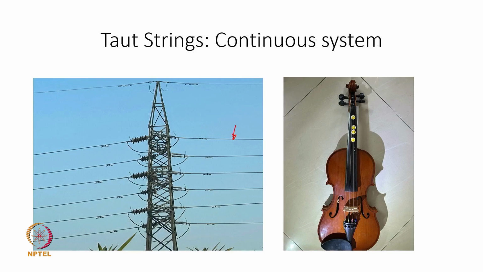The other more common example which you can relate to very quickly is the strings of musical instruments such as a guitar or a violin, where the strings are taut and fixed at both ends, and such taut strings can generate sound when you pluck them. So these are some examples of a continuous system. The simplest continuous system is a stretched string. That's what we are going to start with.